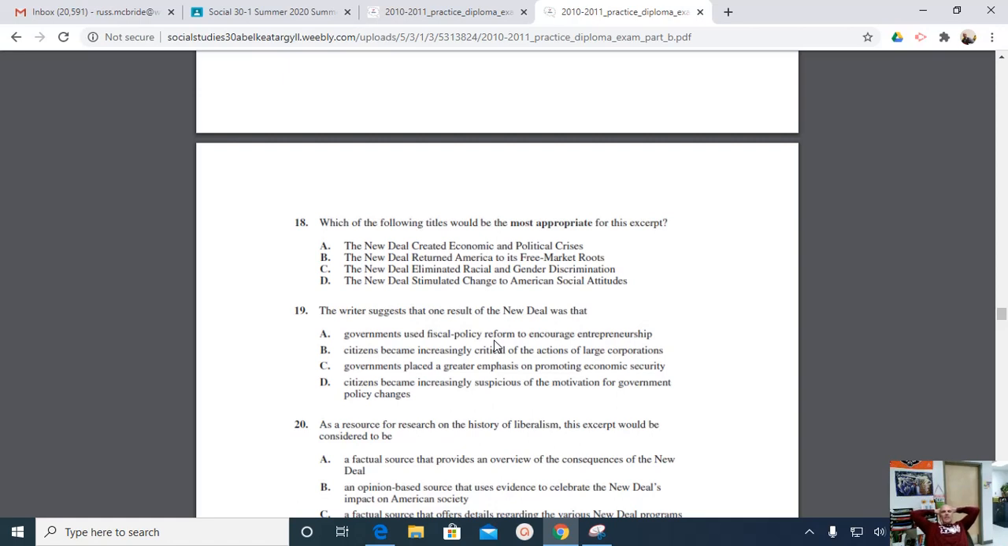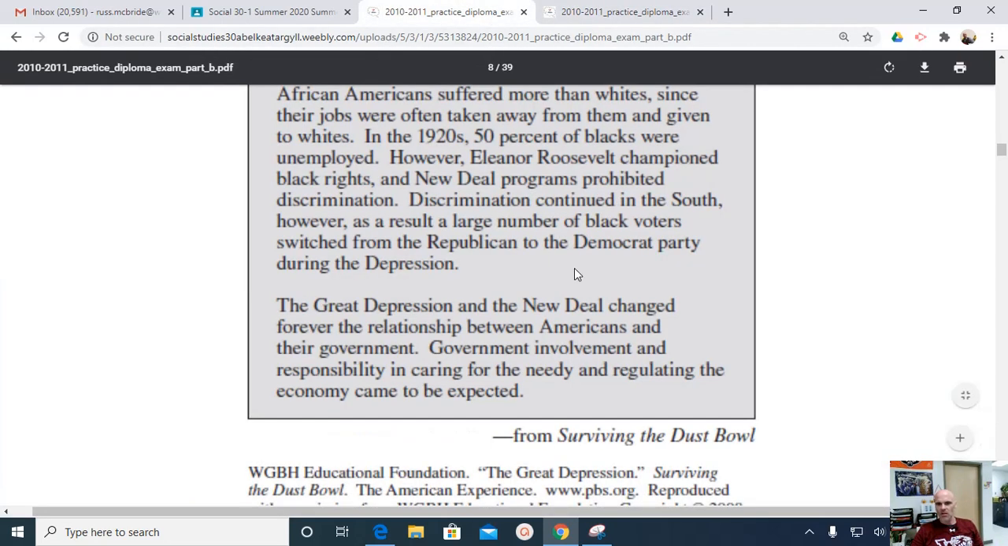Governments placed a greater emphasis on promoting economic security. Well, we know that's what the New Deal is: relief, recovery, reform. Citizens became increasingly suspicious of motivation for government policies. No, they didn't become suspicious based upon the article. Now, many in America did become suspicious of FDR, but that's not what the writer suggests. Let's go back and see if we can find any pull towards governments placing a greater emphasis on promoting economic security.